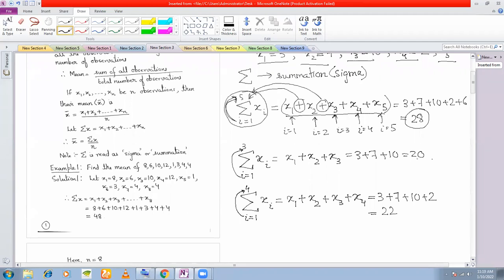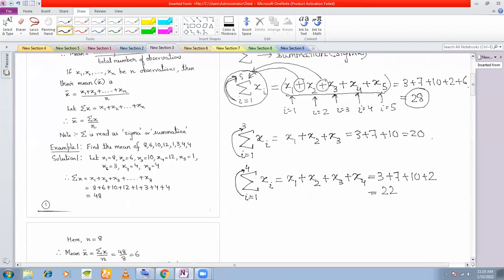Sometimes when we don't want to specify the range, we also write summation x only. When we say summation x, we mean all the range of values that are given. That means it's the same as saying i is equal to 1 to 5 xi. Understood? Sometimes i is not mentioned. If i is not mentioned, that means we'll have to take all the values. That is what we mean by sigma notation.